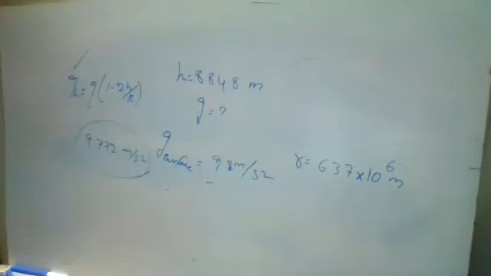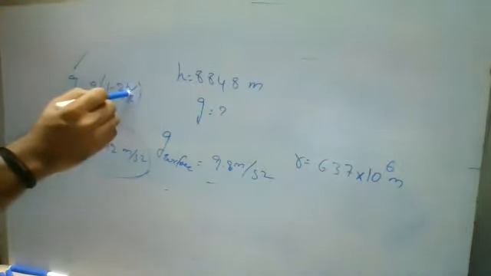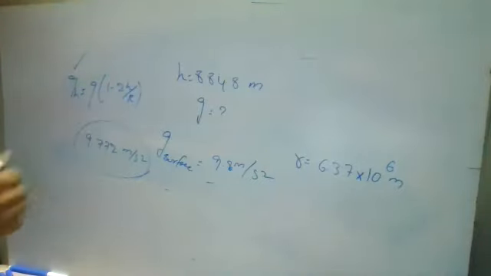27.1452. No, 9.772. Check again. Answer is 9.772 meter per second square. Only you have to do 2h by r. The 2h by r value, if you calculate it correctly, then do 1 minus it, and you'll get the answer.